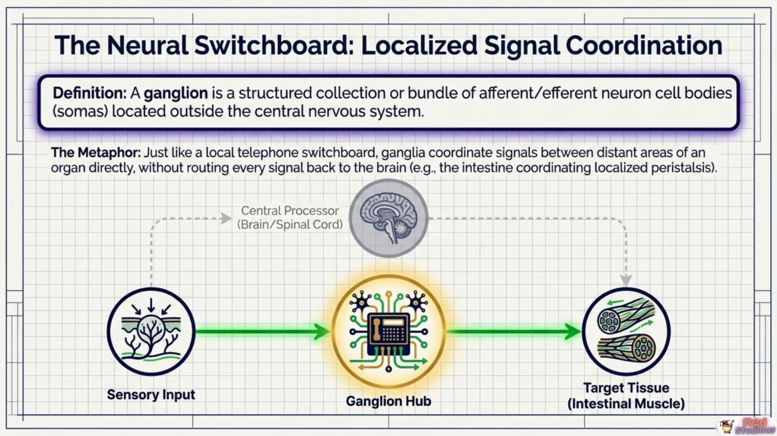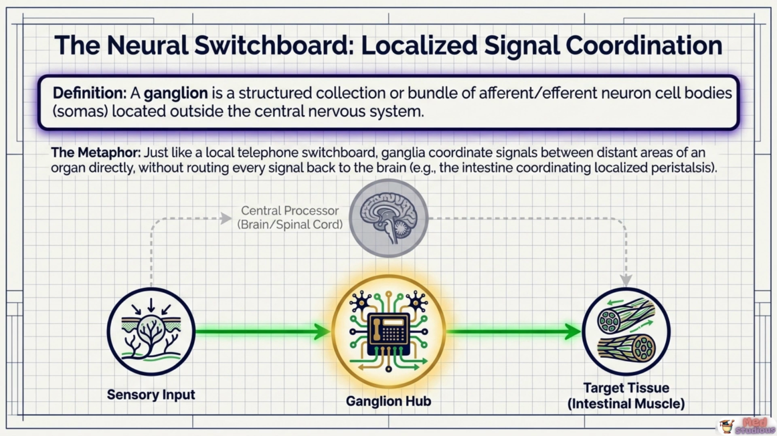To truly understand the function of a ganglion, we must look at its definition. Medically, a ganglion is a highly structured collection or bundle of afferent or efferent neuron cell bodies, also known as somas, that are located specifically outside the central nervous system. Let's use a visual metaphor to grasp their importance: the neural switchboard. Imagine an old-fashioned local telephone switchboard. Instead of routing every single localized phone call back to a massive, distant central headquarters, which would be slow and inefficient, the local switchboard coordinates calls directly within the neighborhood.